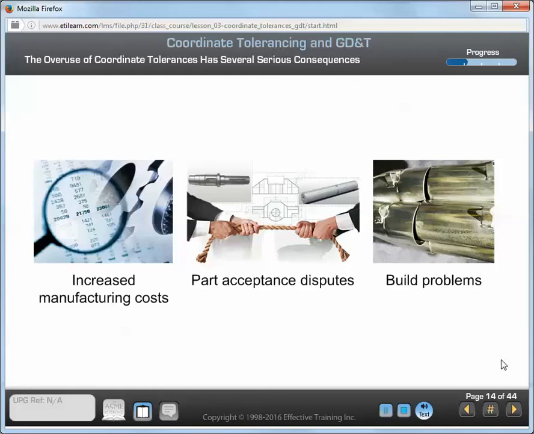Part acceptance disputes. Customer and supplier disputes are expensive and time-consuming. These disputes can ruin necessary trust of business relationships. Build problems. These are embarrassing and expensive. These often result from not understanding design intent or the true interpretation of a dimensional requirement.